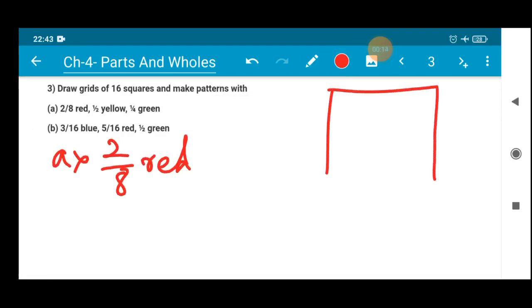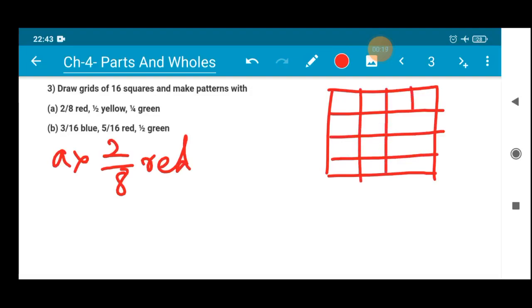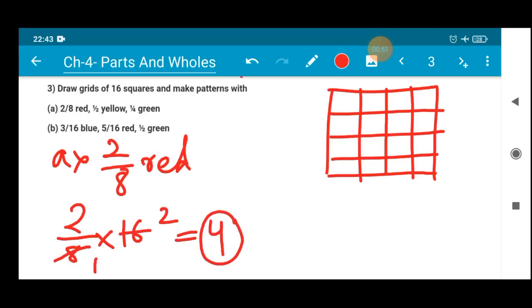in one square you'll be having 16 boxes. 1 2 3 4 5 6 7 8 9 10 11 12 13, 14, 15, 16. So in these 16 boxes, what number of boxes will actually be red, that you have to calculate. So 2 by 8 out of 16 is red. So we are going to find 2 by 8 part of 16. So 2 by 8 into 16, 8 ones are 8, 8 2s are 16, so the value is 4. That means 4 boxes will be red in color.